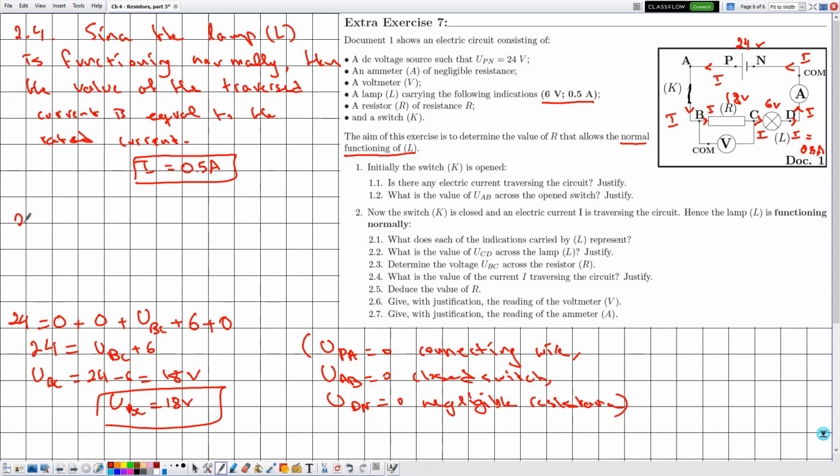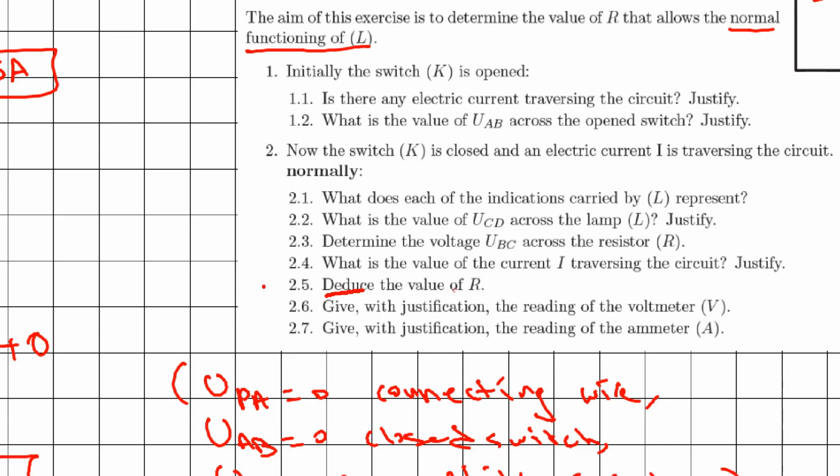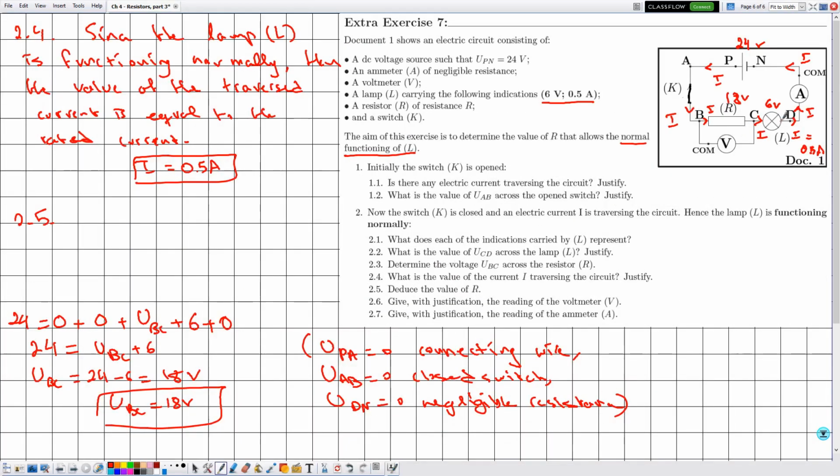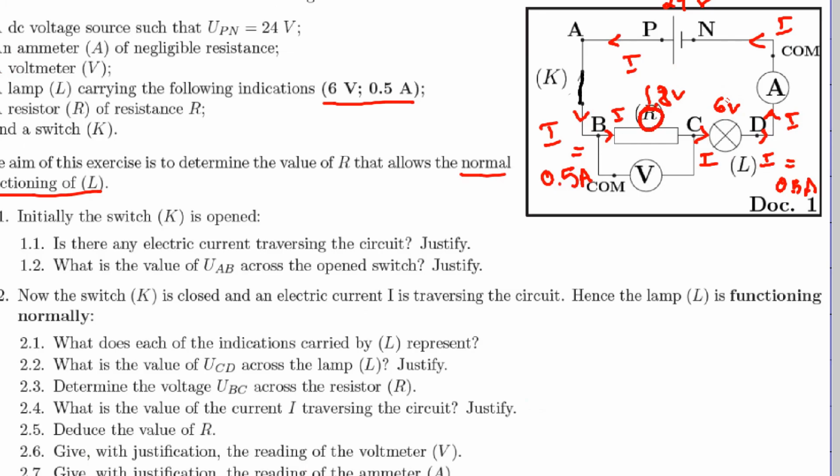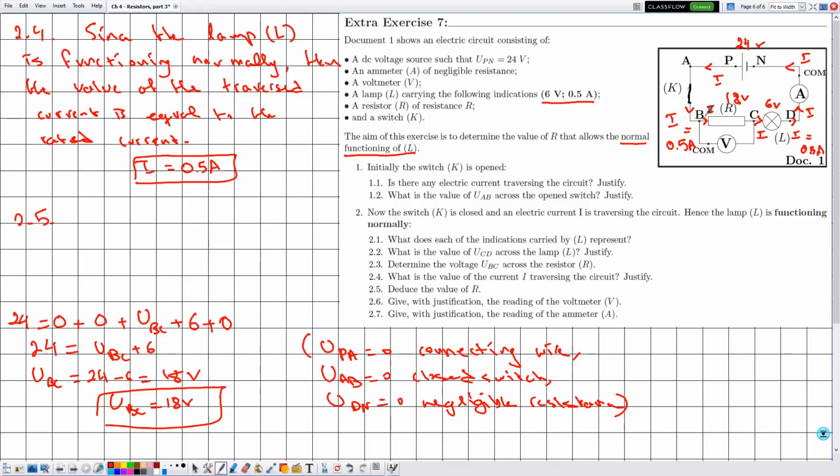Now in 2.5, they are telling me to deduce the value of R, and by deduce it means that we need the previous part. In the previous part, we have justified that the value of I is given by 0.5 amperes. We are interested in determining the value of R, knowing that the applied voltage is given by 18. So knowing the voltage and the current, the value of R can be determined by Ohm's law. So apply Ohm's law.